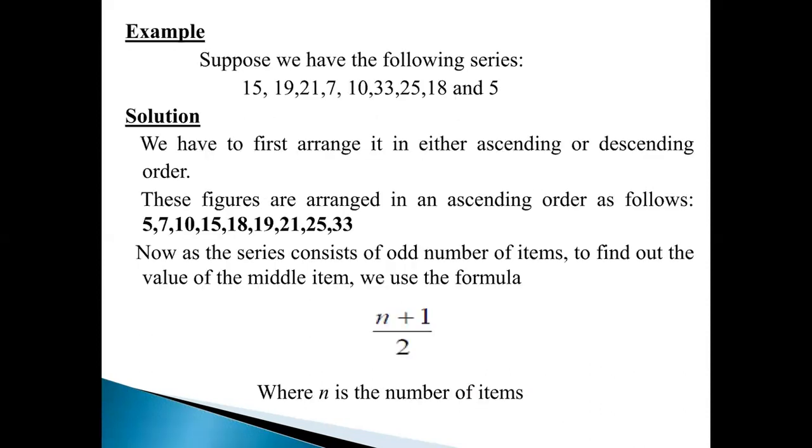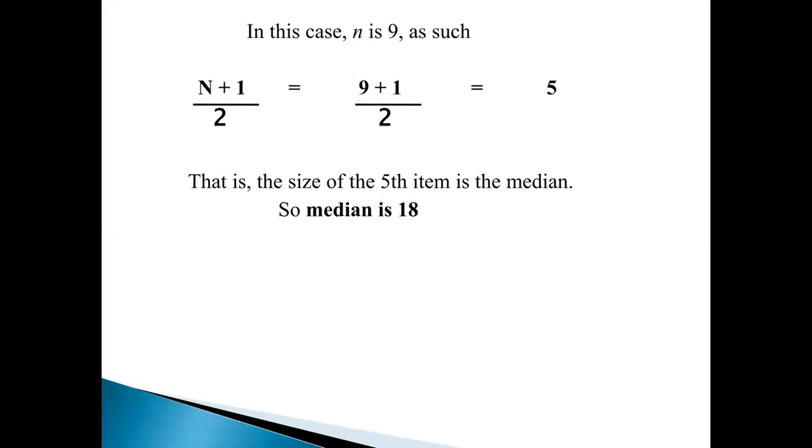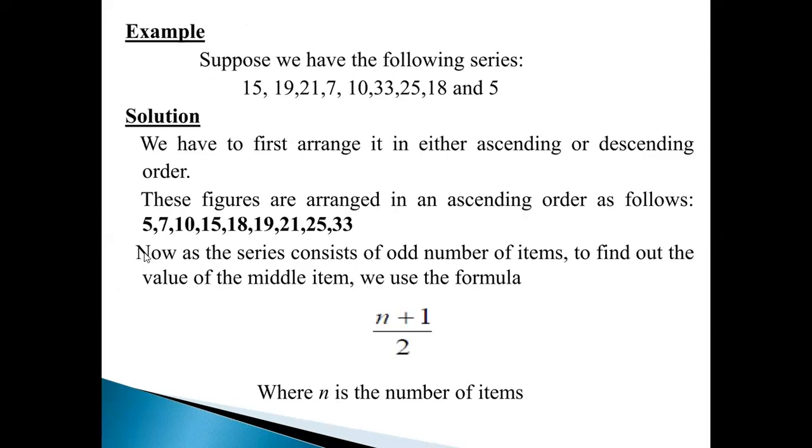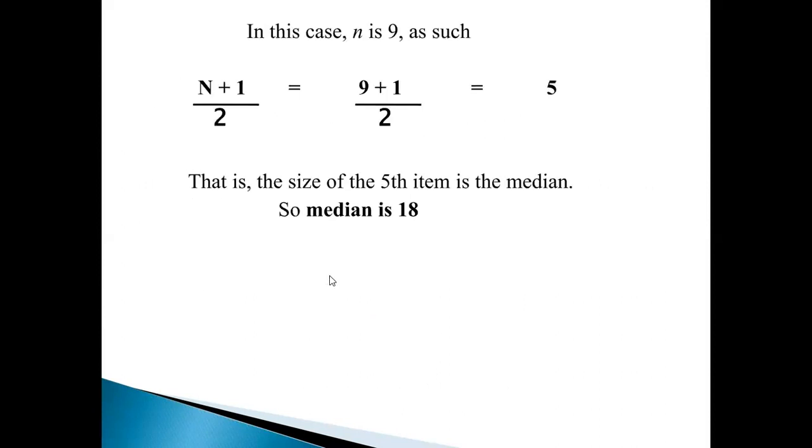Therefore, you have to use this formula. What is the formula? N plus 1 divided by 2. So 9 plus 1 divided by 2 is equal to 5. Therefore the fifth item in the arranged series, 1, 2, 3, 4, 5, will be 18. So 18 will be the median. This is how you find the median in the odd series.